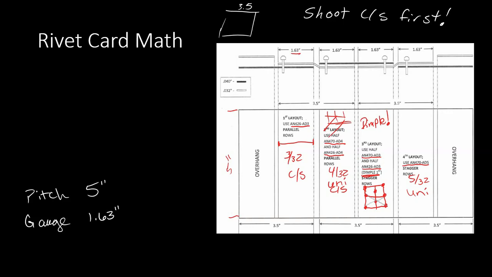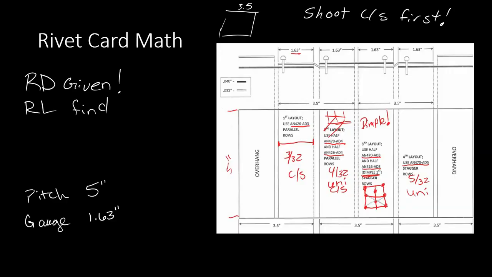What else do I need to put in here? Let's see, our rivet diameter is given on the sheet. You must find rivet length. You must also find your edge distance and your max and min number of layouts and all that stuff. So let's try Rivet Card math for layouts 1 and 3. The reason why it's 1 and 3 is it's the same size rivet. If we look at 1 and 3, it is a 3/32 rivet.